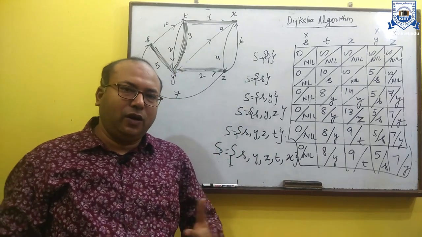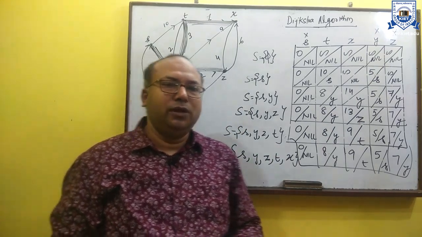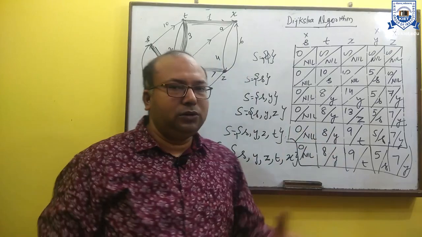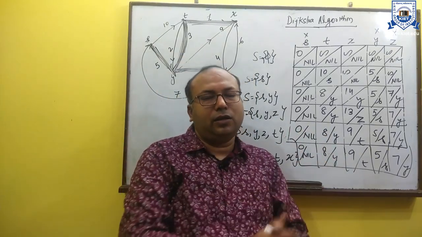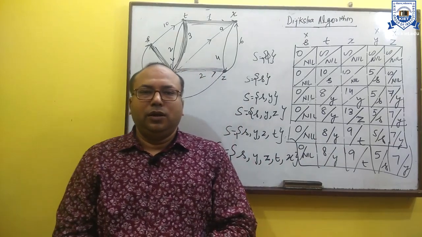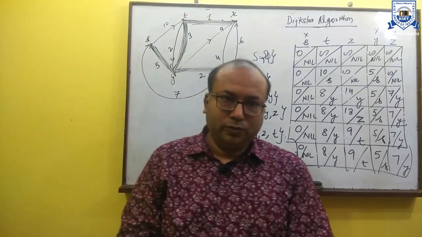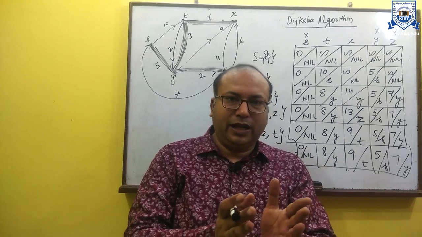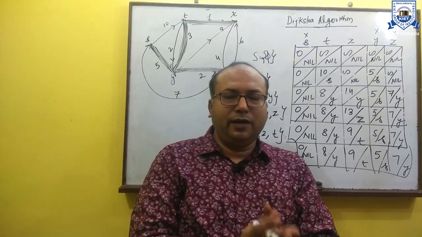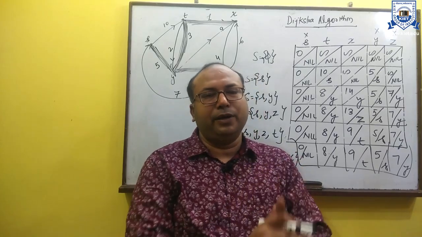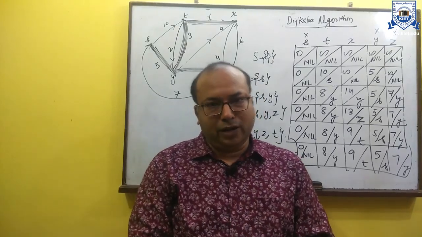And the complexity of the Dijkstra algorithm is totally based upon the data structure that you are using for implementing the queue. If you implement it with the help of a binary heap, in that case it will work very fast as compared to the Bellman-Ford algorithm.